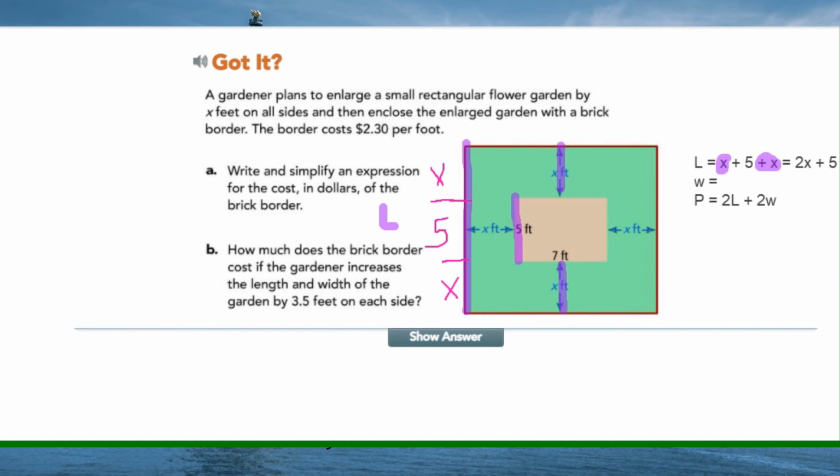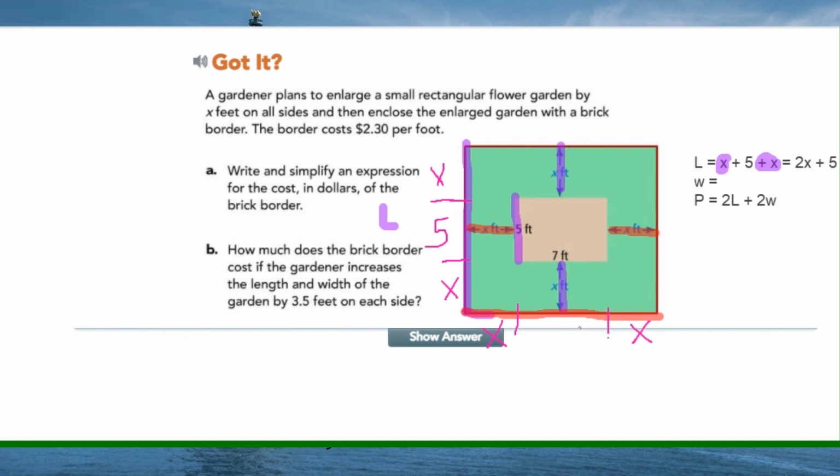So now we have to do the same thing with the width. So we're going to look here. We have to remember we need to piece things together because there's nothing that tells us directly what the width is. So we're going to find things that are parallel to our width. We look here, this part is parallel to the line. So this part right here is x, and this portion right here is x.